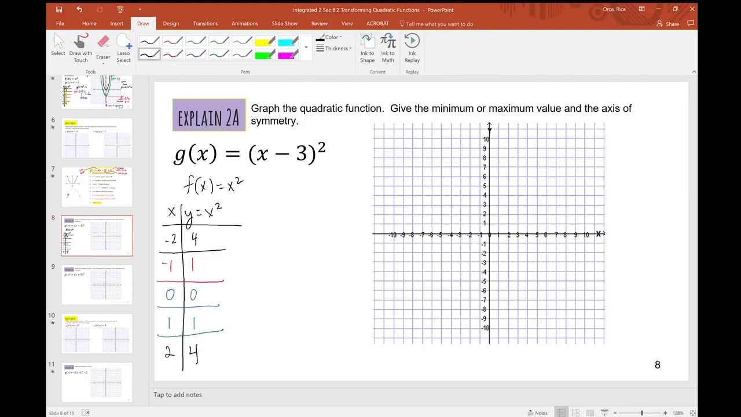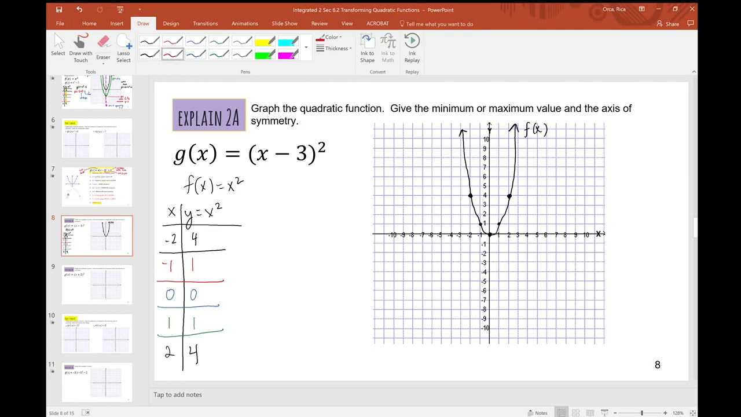So now take those points and plot them. (-2, 4), (-1, 1), (0, 0), (1, 1), (2, 4). Label it f of x. Now let's graph g of x.